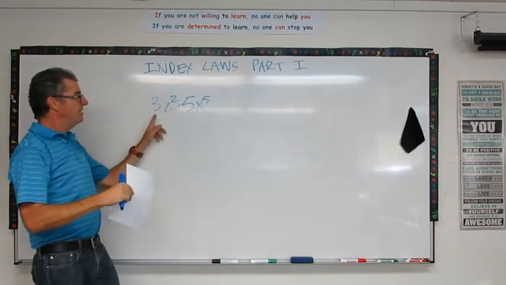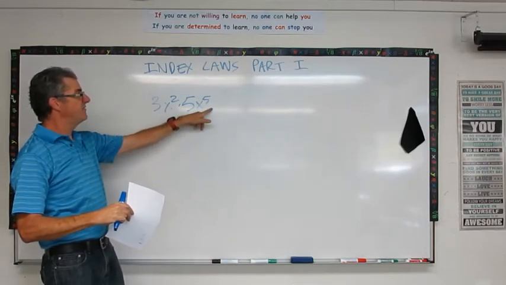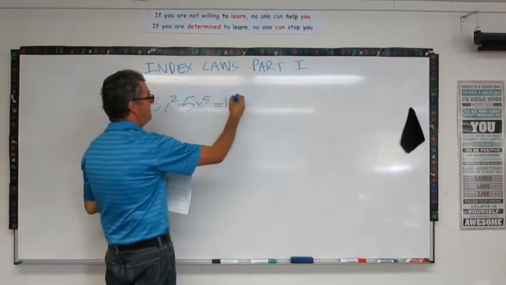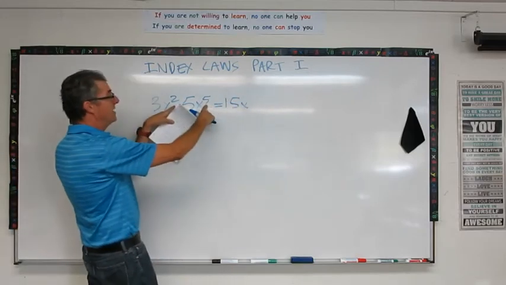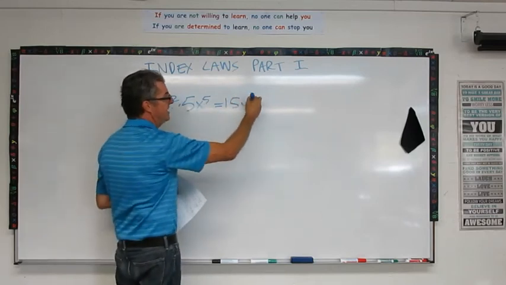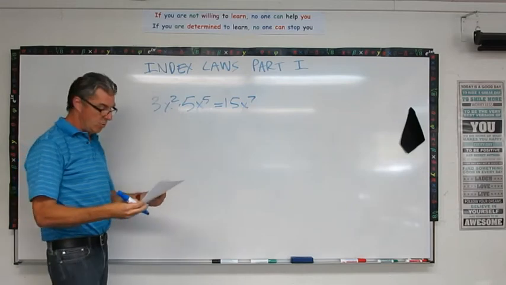Okay, so 3x squared times 5x to the fifth. Remember, we multiply our numbers. 15x. Now we add our exponents. This is multiplication, so it's going to be 15x to the 7th. Let's give you one to try.